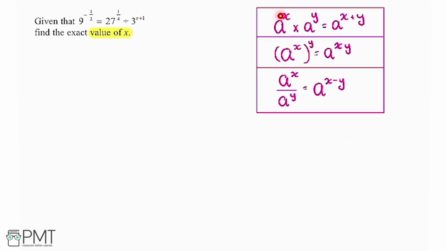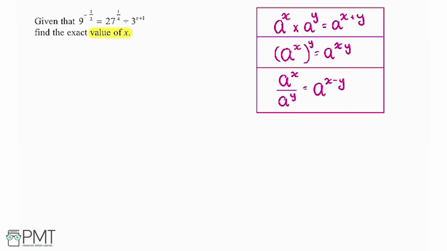So we've got a to the power of x multiplied by a to the power of y is a to the power of x plus y. A to the power of x all to the power of y is a to the power of x multiplied by y. And a to the power of x divided by a to the power of y equals a to the power of x minus y. But what all these indice laws have in common is that they always work with the same base here. So we've always got a here, and a here, and a here.